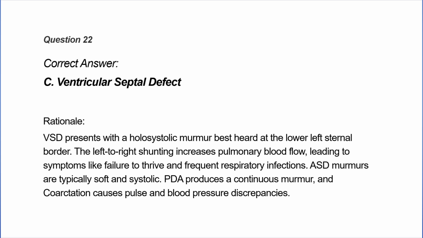Ventricular septal defect. Rationale: VSD presents with a holosystolic murmur best heard at the lower left sternal border. The left-to-right shunting increases pulmonary blood flow, leading to symptoms like failure to thrive and frequent respiratory infections. ASD murmurs are typically soft and systolic. PDA produces a continuous murmur, and coarctation causes pulse and blood pressure discrepancies.